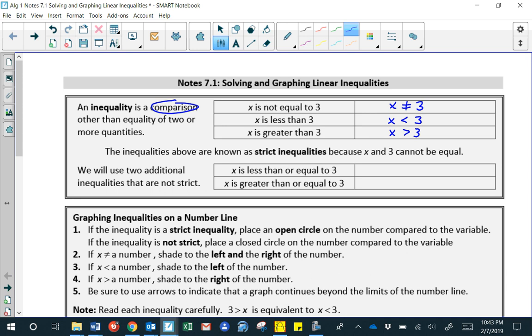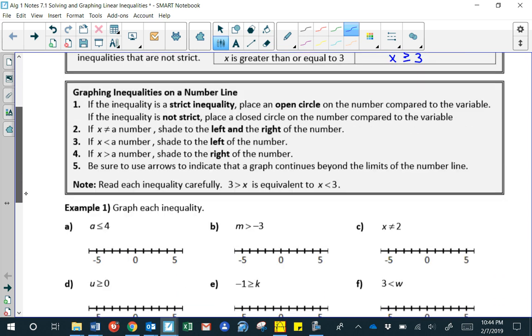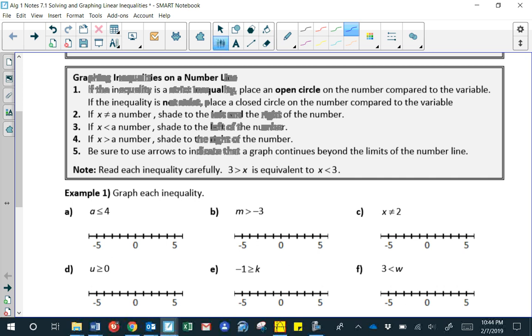There are inequalities that are not strict and that allow for the possibility for x to be equal to a number. For instance, x is less than or equal to 3, and x is greater than or equal to 3. When we graph inequalities on a number line, if it is a strict inequality, we'll place an open circle on the number. If it is not strict, we'll place a closed circle on the number to indicate that the number is also included in the graph.